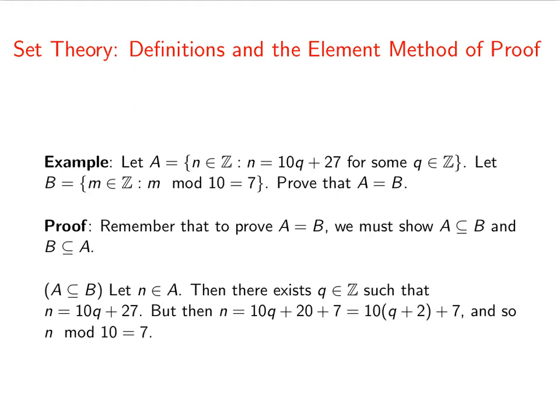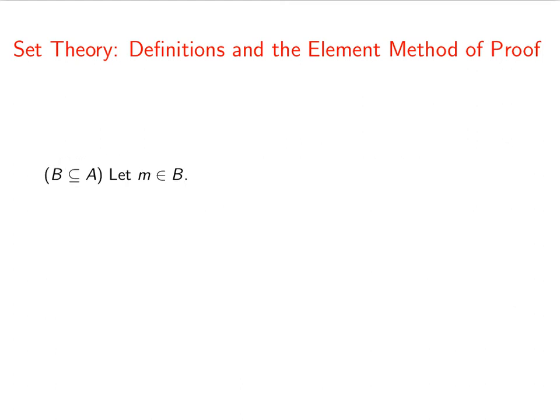All right, now we can rewrite things. n is equal to 10q plus 20 plus 7, and then we can move off the 10 by factoring it. And now, once we have that n is equal to 10 times some integer plus 7, that tells us that n mod 10 is equal to 7. And therefore, we can conclude that n is an element of B, and so we've proved now that A is a subset of B. Let's go the other way.